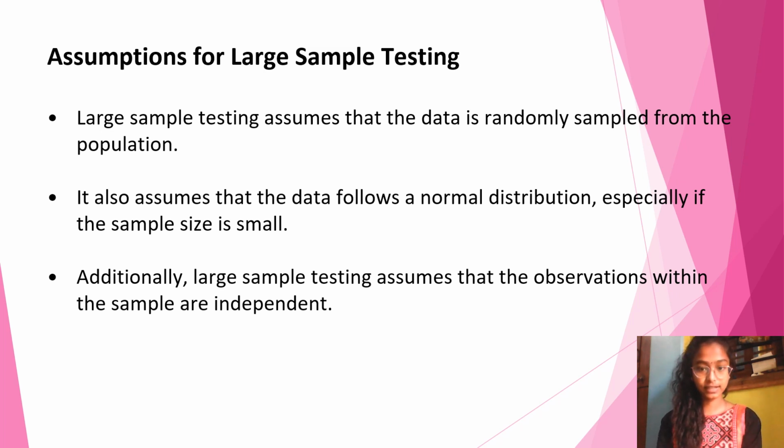Now, next, let us see the assumptions for large sample testing. Large sample testing assumes that the data is randomly sampled from the population. It also assumes that the data follows a normal distribution, especially if the sample size is small. Additionally, large sample testing assumes that the observations within the samples are independent.